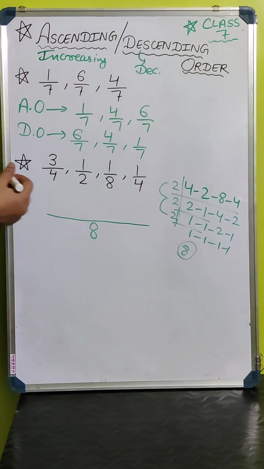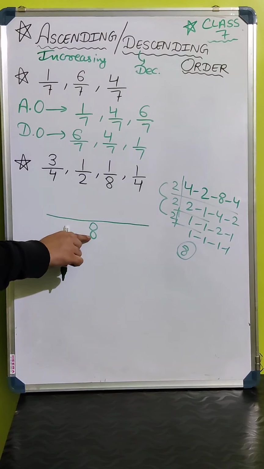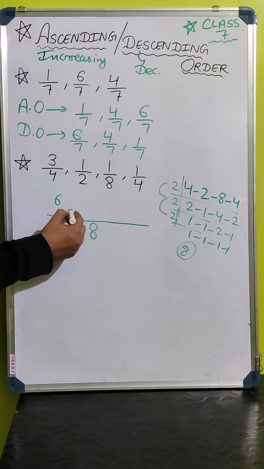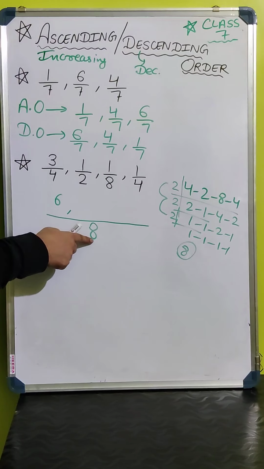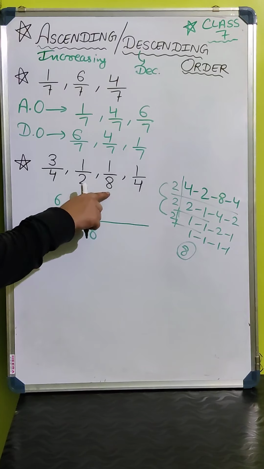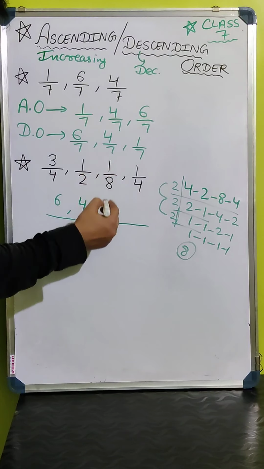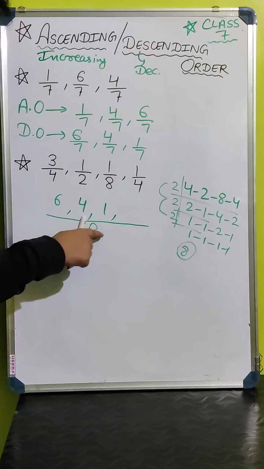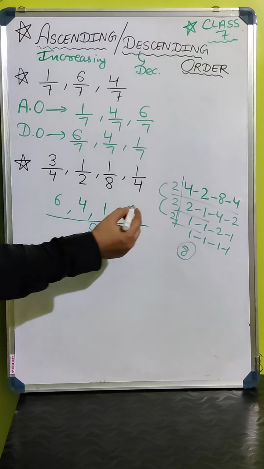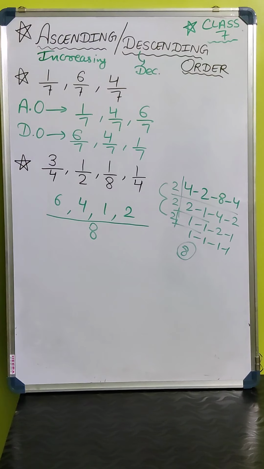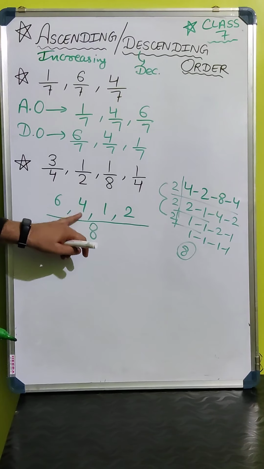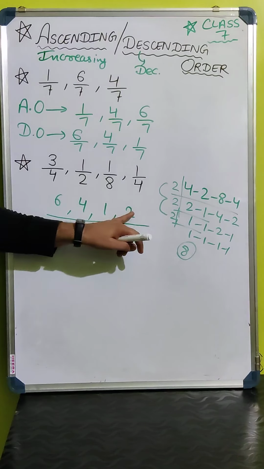So what will you write here? 4 2s are 8, 2 3s are 6. Now the next number, 2 4s are 8, 4 1s are 4. Next, 8 1s are 8, 1 1s are 1. Next, 4 2s are 8, and 2 1s are 2. Now all the numbers have the same denominator 8. You can write 6 by 8, 4 by 8, 1 by 8 and 2 by 8.